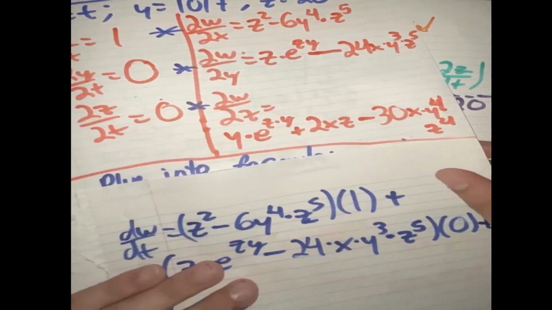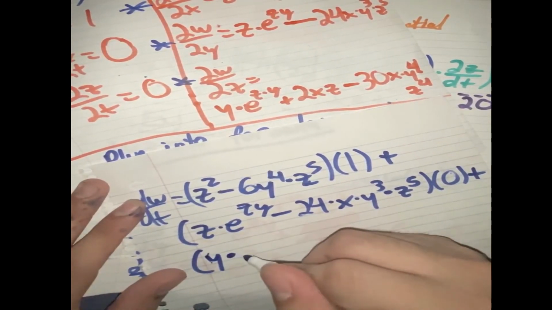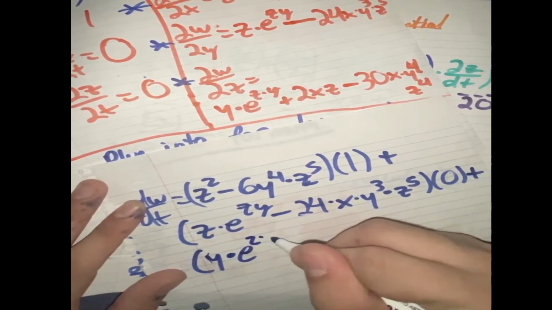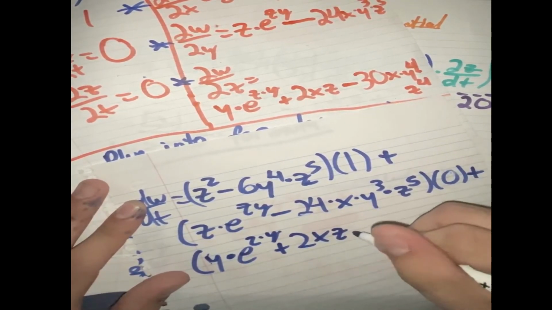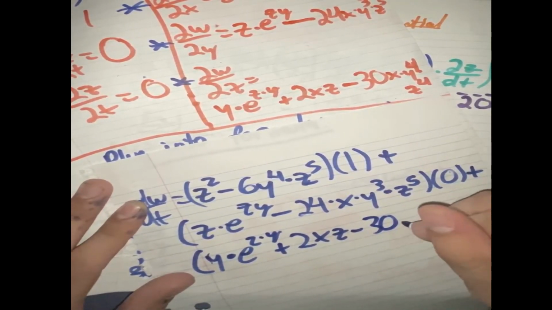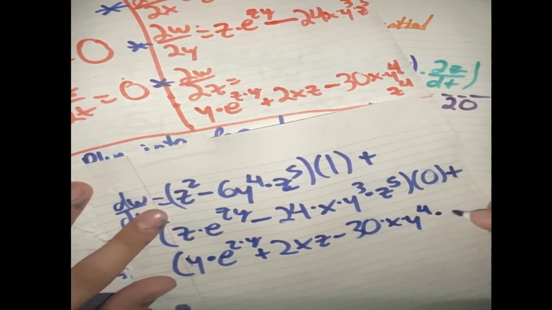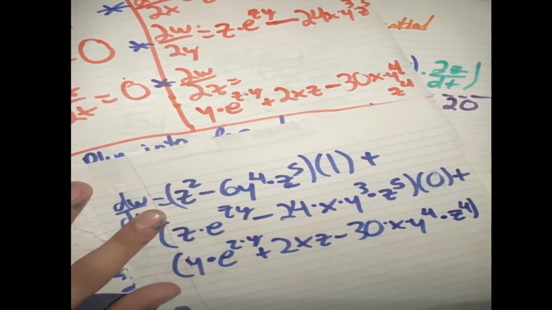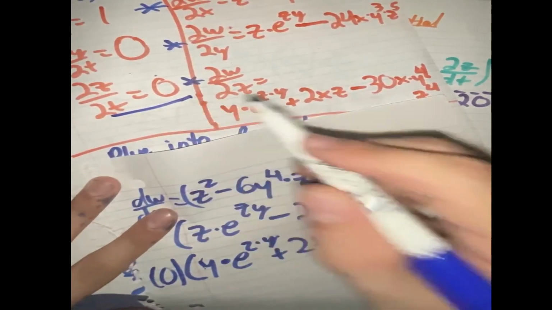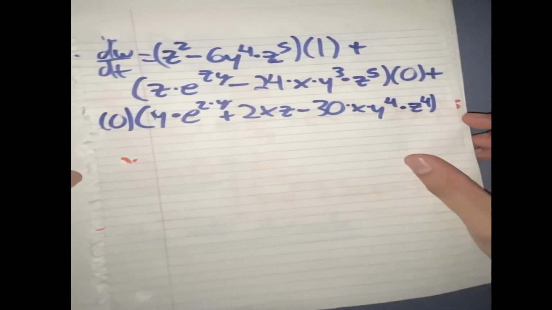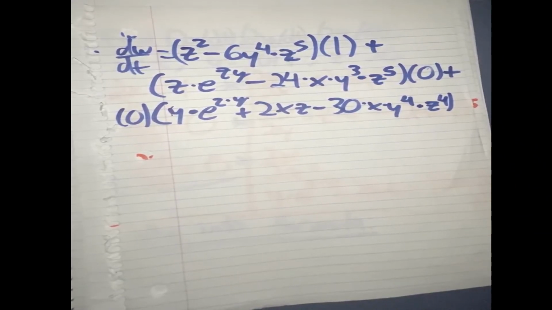So for z, we get all this, so we get y times e raised to the z times y plus 2xz minus 30 times x times y to the 4th times z to the 4th. And all this is being multiplied by 0 because this is our dx over dt. So it turns out for this particular problem, we can actually do a lot of simplification.